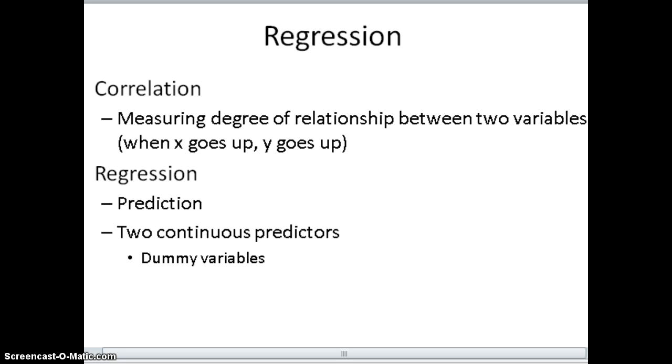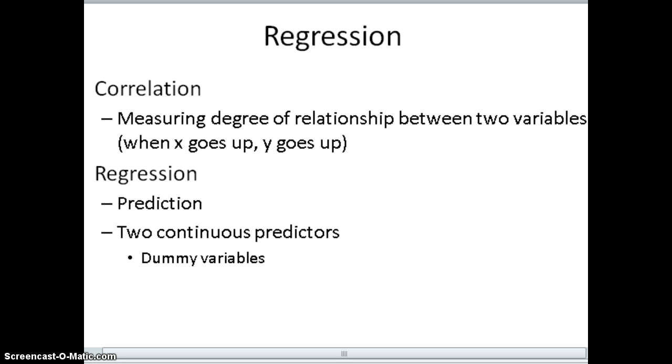So last week we talked about correlation. Regression is similar to correlation in some ways, but it's also different. The correlation coefficient told us the degree of relationship between two variables, if we remember back. If it's positive, it tells us that when x goes up, y goes up, and if it's negative, x goes up and y goes down.